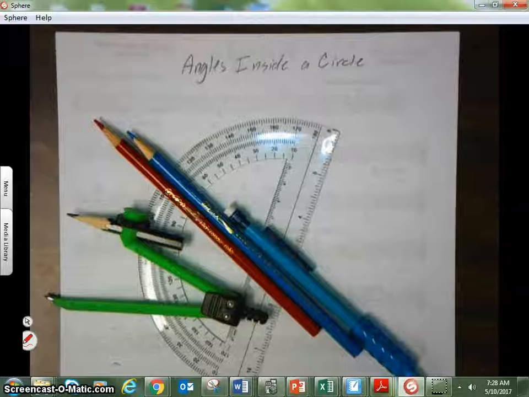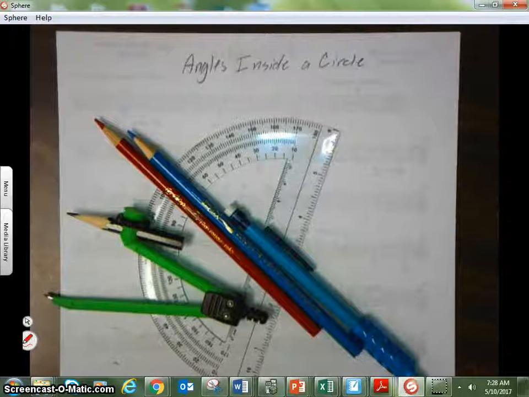Hey everybody, this is Mr. Piercy, and what I'm going to be doing today is a demonstration that illustrates the relationship of measurements of angles inside of a circle. However, these are not going to be a central angle or an inscribed angle. They're going to be angles inside of a circle that will be formed by chords.